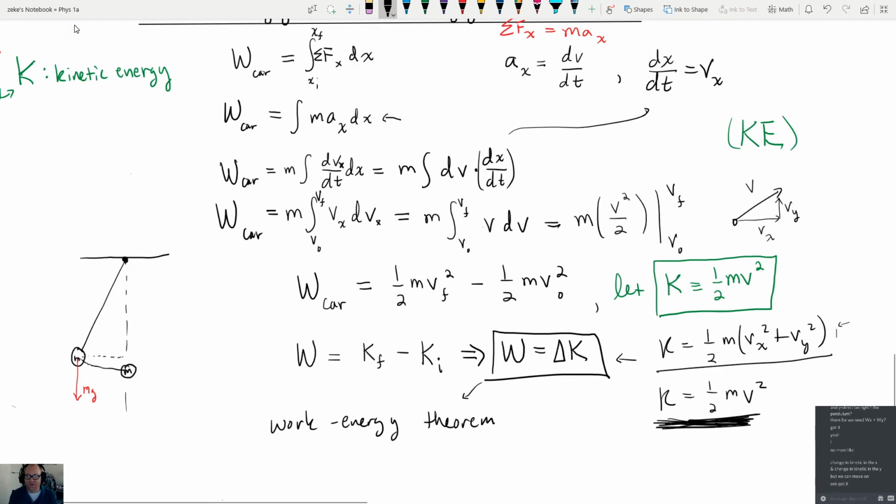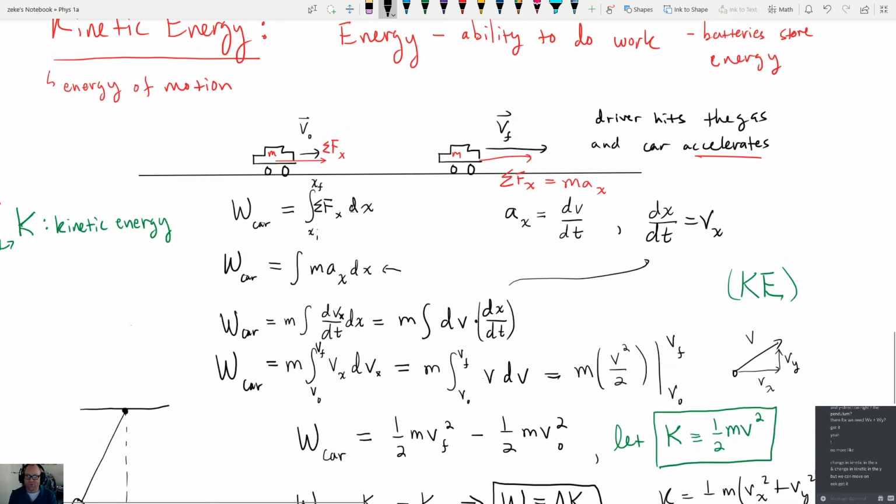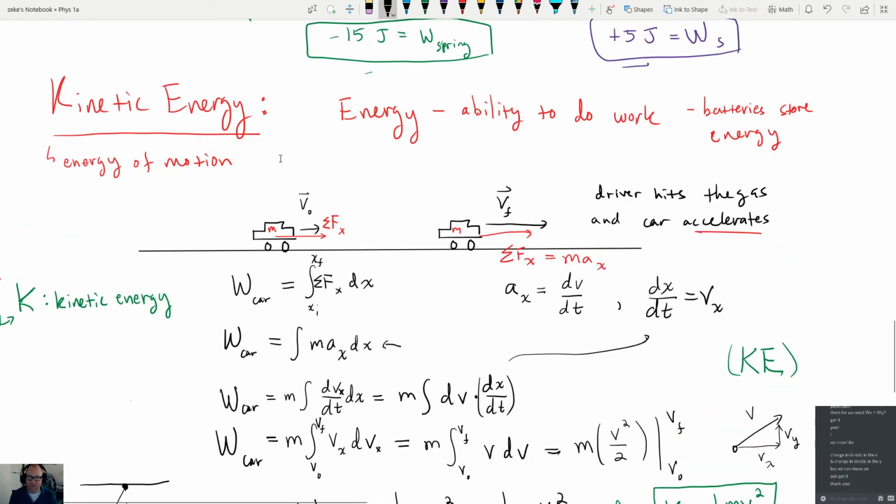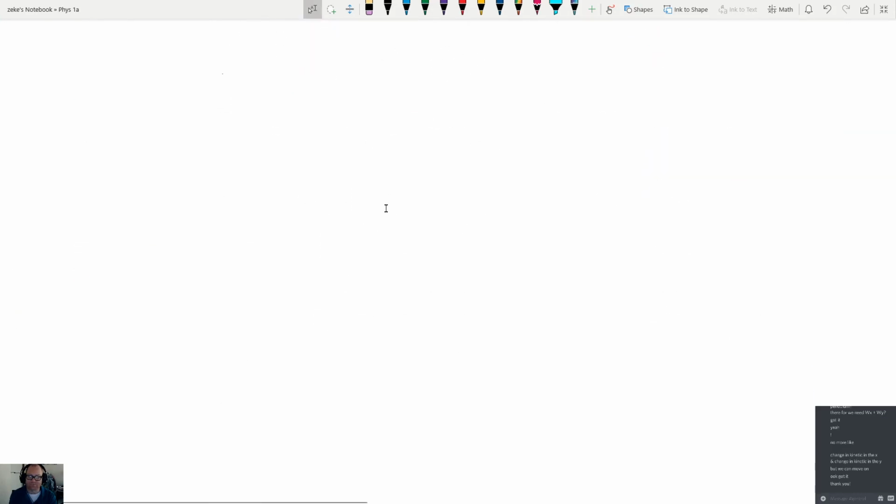All right, so the next thing to do, we've got one type of energy, okay? I said there's all kinds of different types of energy. In this class, we're going to be talking about mechanical energy, and this is one component of mechanical energy. The other component is what we call potential energy.